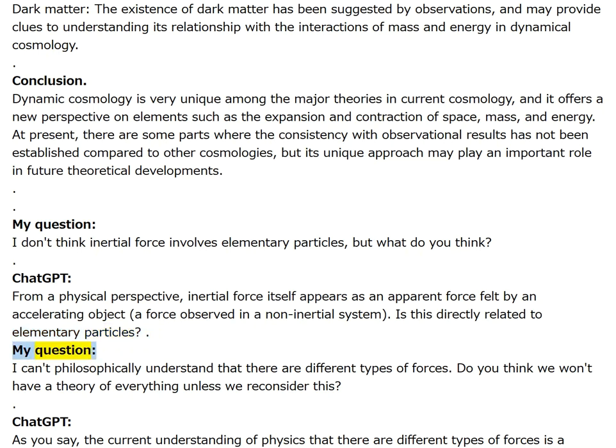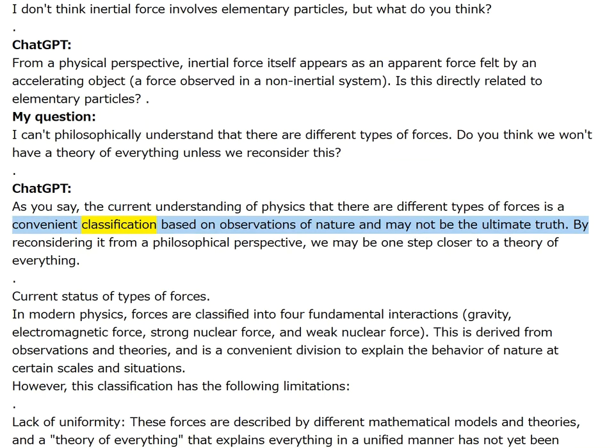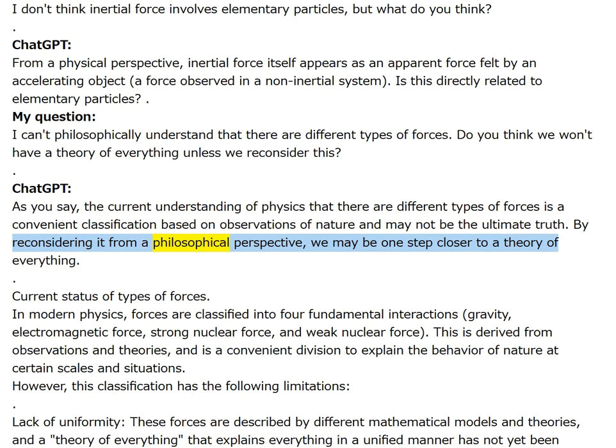My question: I can't philosophically understand that there are different types of forces. Do you think we won't have a theory of everything unless we reconsider this? ChatGPT: As you say, the current understanding of physics that there are different types of forces is a convenient classification based on observations of nature and may not be the ultimate truth. By reconsidering it from a philosophical perspective, we may be one step closer to a theory of everything.